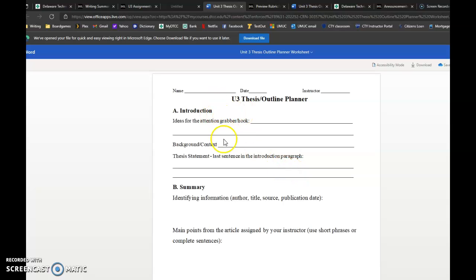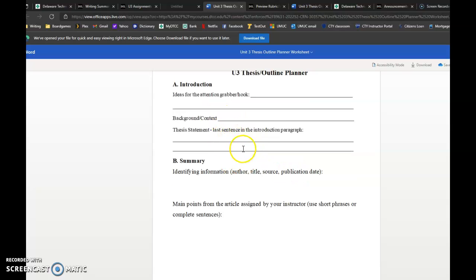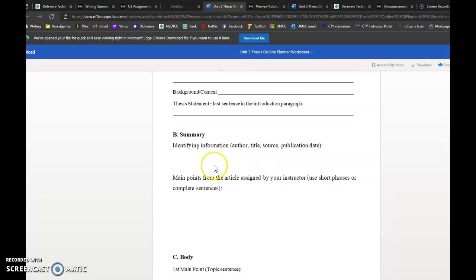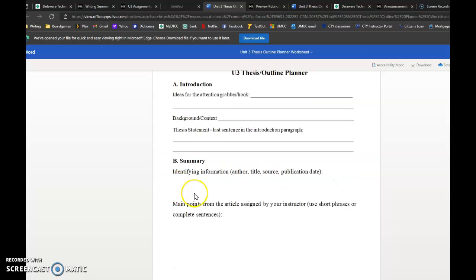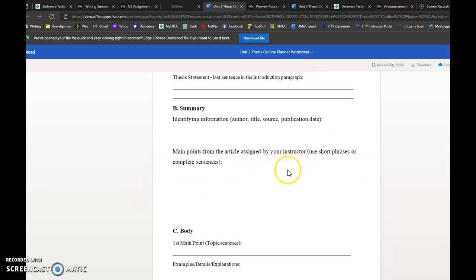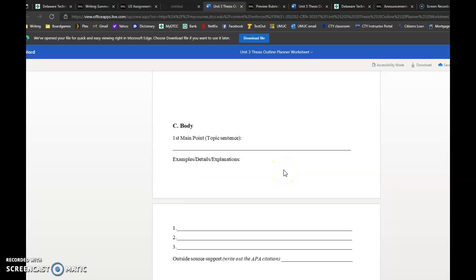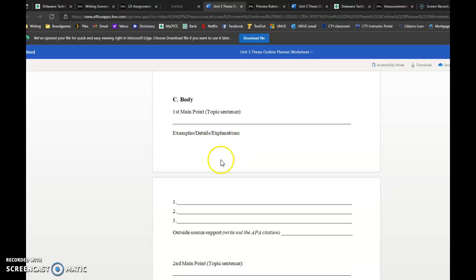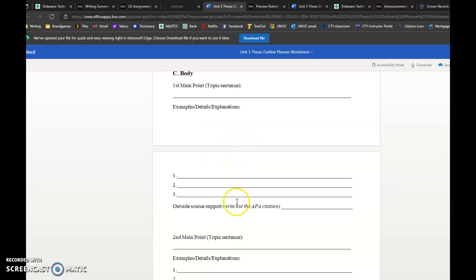It asks for ideas for attention grabber and hook. It asks for thesis statement, and you'll see one of the first things that you're going to do after this introductory paragraph is write a summary paragraph, and then you're going to get into the body of the paper. And it asks for main points and some examples and details of things you can include in there. And here, it asks for the outside source support. So it's asking for the APA citation.